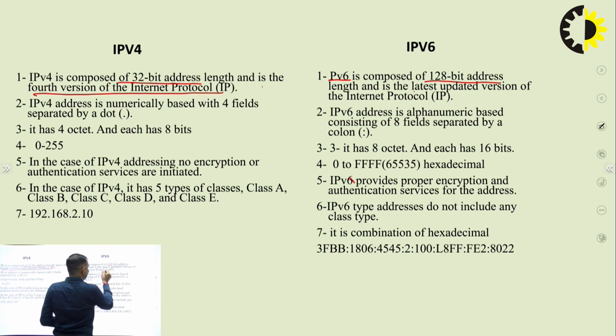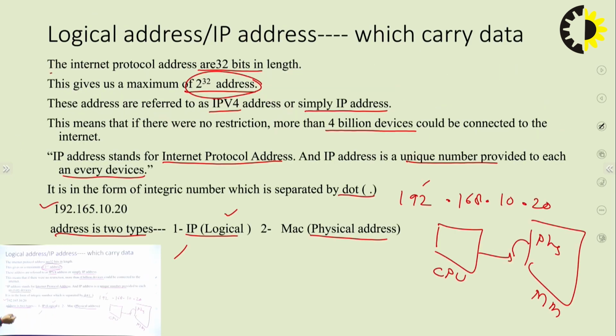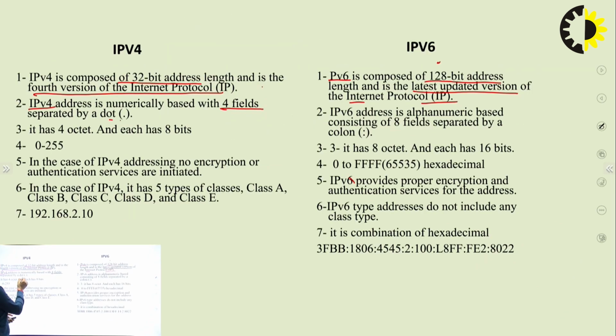And it is the latest updated version of the internet protocol. If we are using the IP version 6, it provides a sufficient number of addresses so that we can be connected to every device. When we are talking about version 4, it basically has four fields. We have the 4 fields 1, 2, 3, and 4, and each field is separated by a dot.